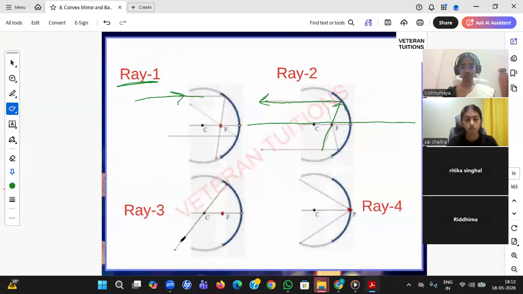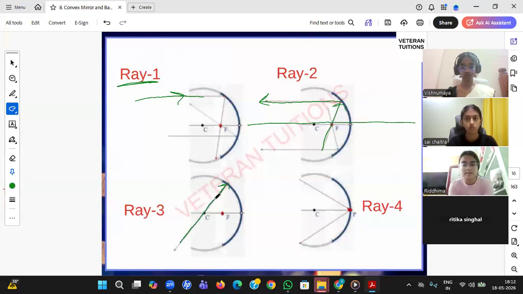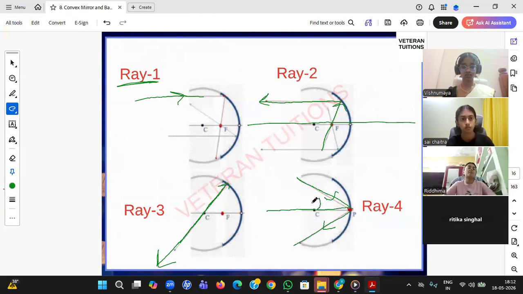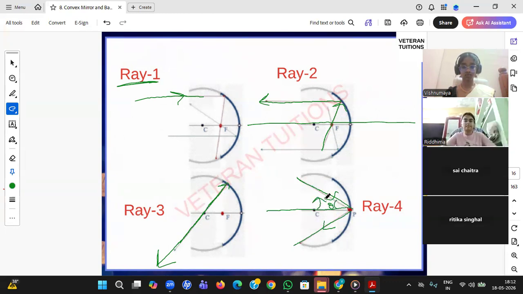Ray number three: whenever a ray is going through the center of curvature, after reflection it goes back in the same direction. Ray number four: whenever the incident ray hits the pole, it reflects symmetrically with respect to the principal axis. On the left side you can watch theta and a green arrow.